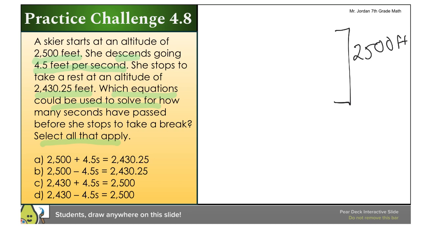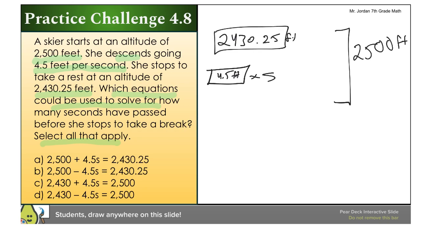Then we have 4.5 feet per second, and she stops at 2,430.25 feet. So the equation that I would have with this information would be 2,430.25 plus 4.5s is equal to 2,500 feet.